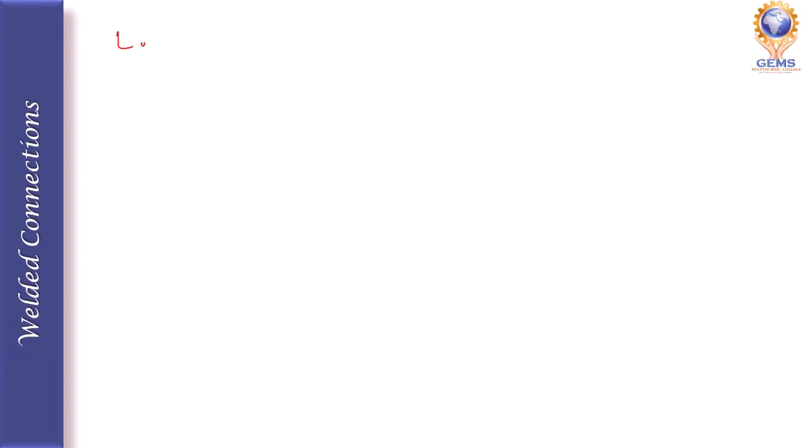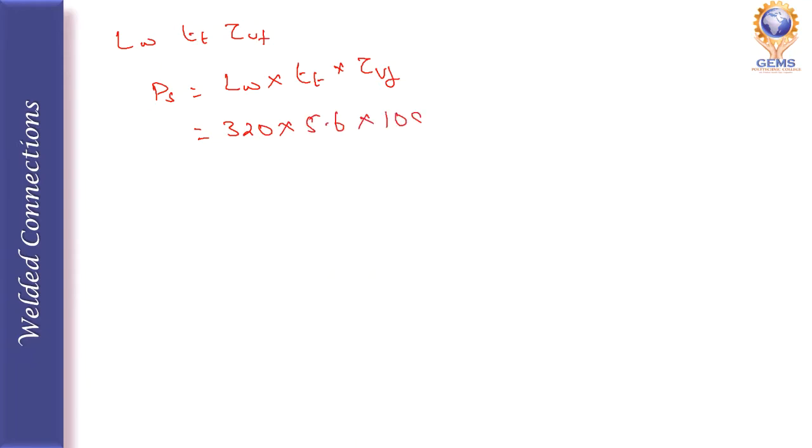So we know LW, we know Tt, we know tau Vf. Then we can find the strength of the fillet weld. The shear strength of the fillet weld is LW into Tt into tau Vf. What is the LW value? It is 320 into Tt, 5.6, into 108. So it comes to around 193.54 into 10 to the power 3 Newton, or 193.54 kilonewton.